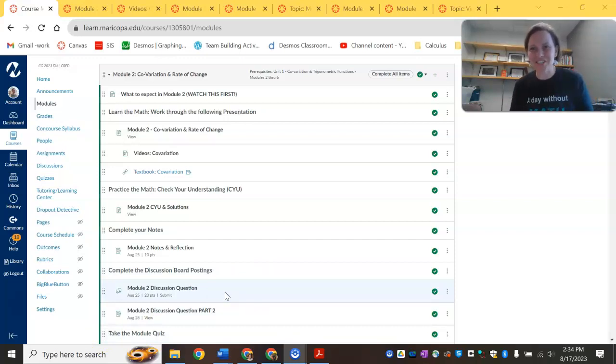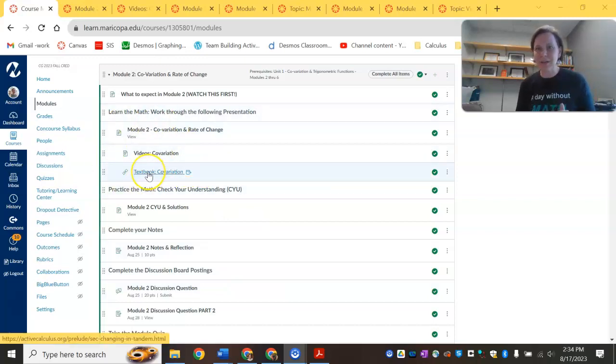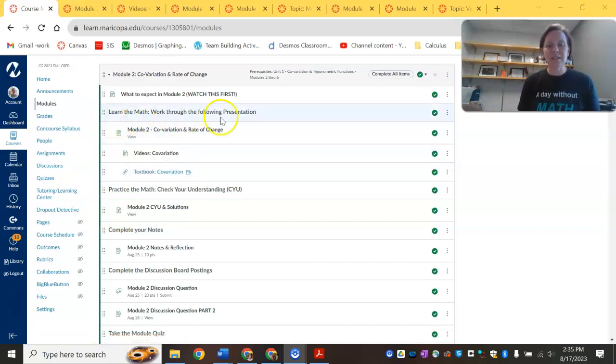and I wanted to draw your attention to how to work through the module and what you're going to do in each part. So I have some headings built into the modules that give you some instructions about what to do with the subsequent pages. You'll notice the first few pages are all your opportunity to learn the math. So you're going to work through the following presentation, maybe watch some of the videos.